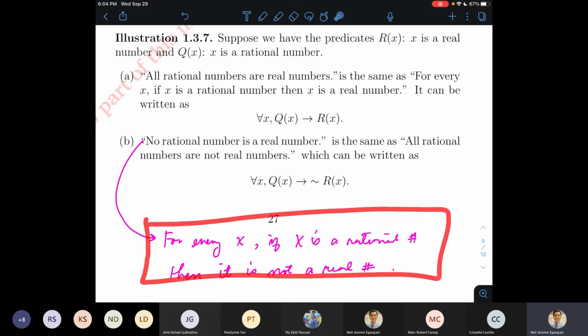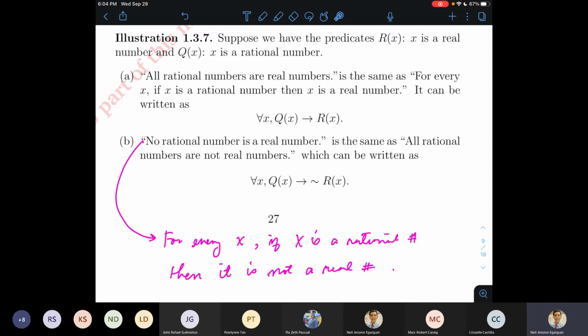And I guess this is a better lengthy English translation of this statement. But though it is lengthier, it is better for us because we can translate it easier. So for every x, correspond to the universal quantifier for all x. If, so this would be your antecedent. X is a rational number, so that is q of x. Then, yun yung implication doon. Tapos ito yung consequent. X is not a real number, so it is not the case that r of x is true. Okay.